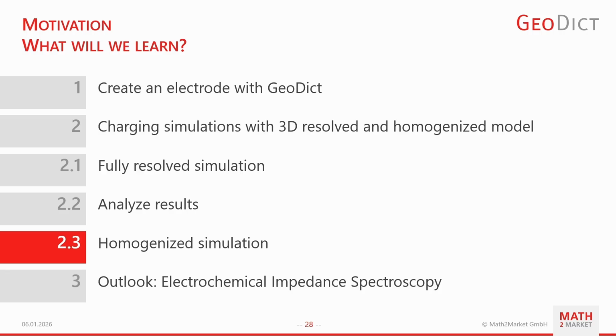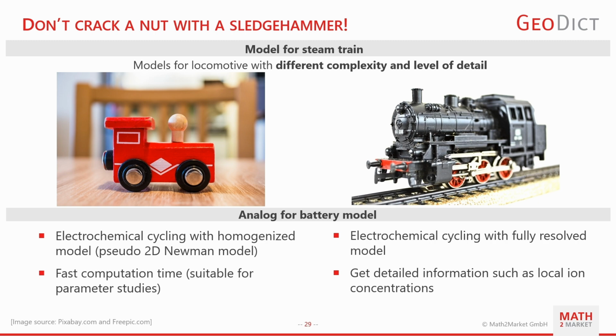Now that the fully resolved simulation has finished, we will start the same simulation but using the homogenized model. This will be a lot faster, but we don't get 3D result fields and for some properties less accurate results. It is important to choose the suitable model considering the specific question you may face in your material development process.